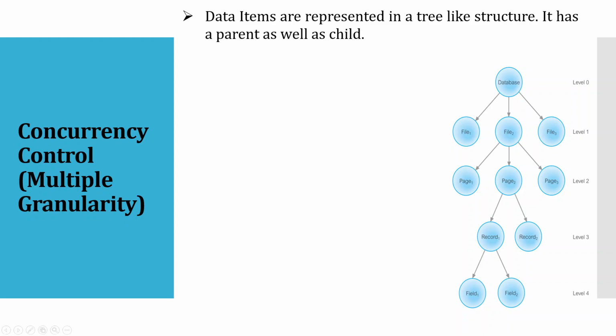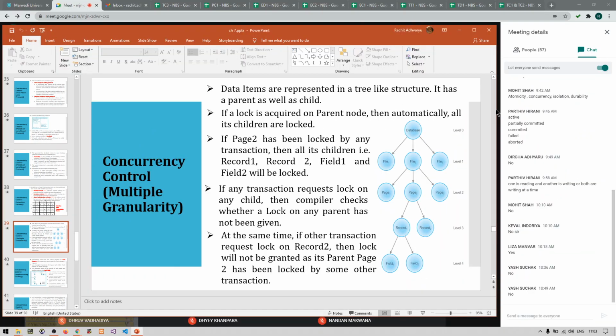And if one of the children is being locked by a particular transaction, then the lock manager will only check whether any other transaction has got any type of lock on its parents or not. So this is the concept of multiple granularity. What is multiple granularity? It is a tree-like structure that is used for data storage. You can go through this slide, and if you have any doubts, just tell me, because this is quite important in terms of 3 marks theory for your GTU.